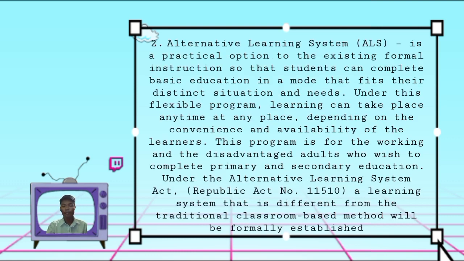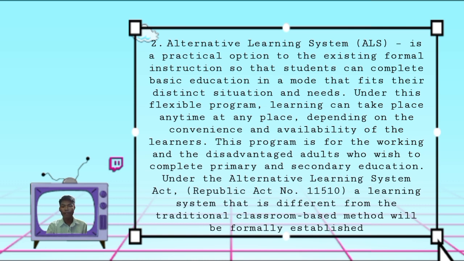So let's move on with the Alternative Learning System, also known as the ALS. This is a practical option to the existing formal instruction, so that students can complete basic education in a mode that fits their distinct situation. Under this flexible program, learning can take place anytime and any place, depending on the convenience and availability of the learners. This program is for working and disadvantaged adults who wish to complete their primary and secondary education.